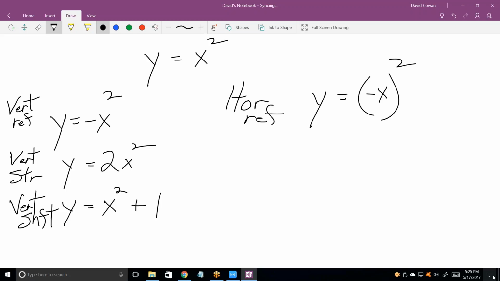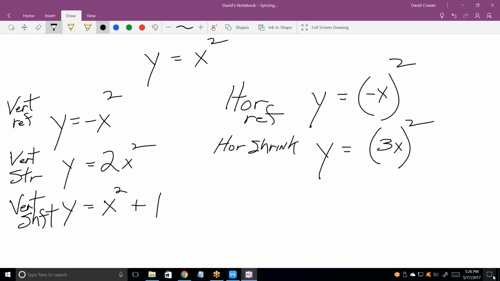Yeah. Now, if I have this, what is that? A horizontal stretch. It turns out that when you're talking horizontal, it goes the other way. That's actually a horizontal shrink. And it would be a stretch if this number was less than 1.